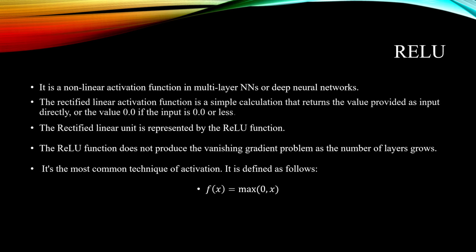And next is ReLU. ReLU is rectified linear unit. It is generally used once the feature map is extracted, the next step is to move to a ReLU layer. So what does ReLU do? It will perform element wise operation and sets all the negative pixels to 0. And it is represented by the ReLU function. F of x is equal to max of 0 comma x, and it is the most used technique. And the advantage is that it does not produce vanishing gradient problem, as the number of layers will grow.